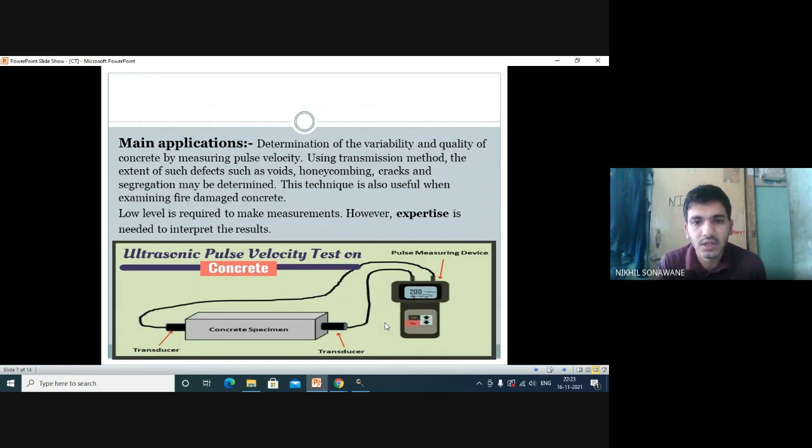The main application is that it is used to determine the quality of the concrete, as well as various defects present in it and the variability of its strength. This technique is even useful in fire damaged concrete as well. The expertise required is very low while handling this device, but when we interpret the final results, then expertise is needed to understand those results.